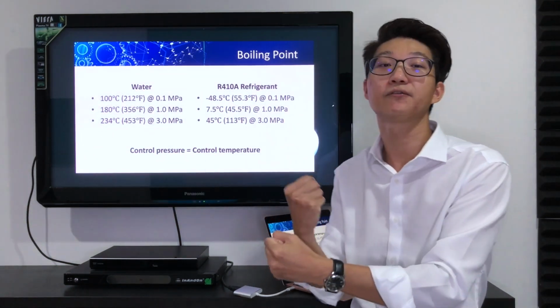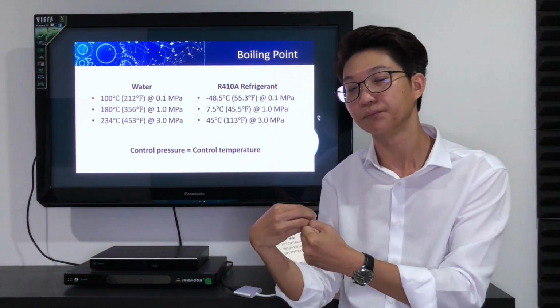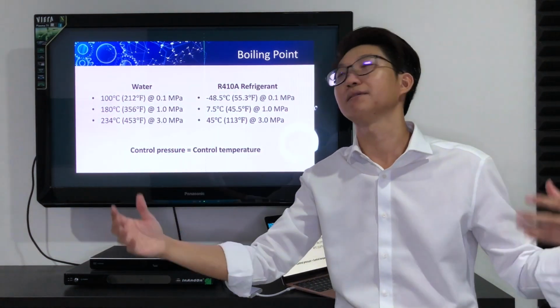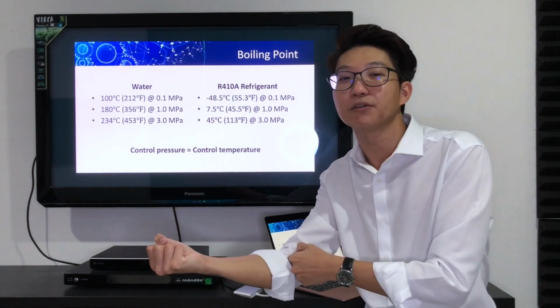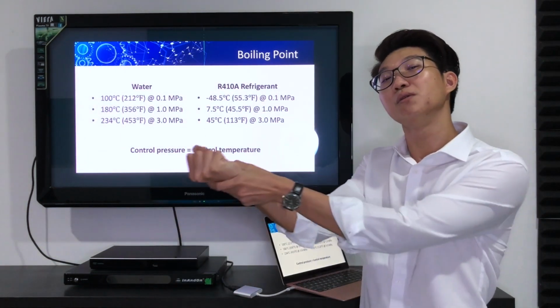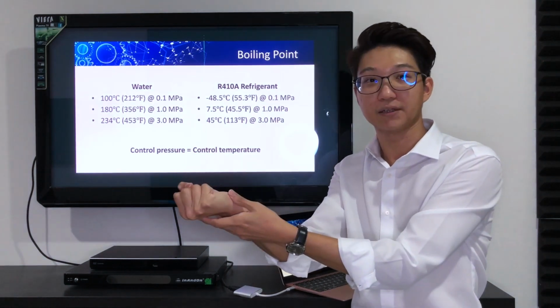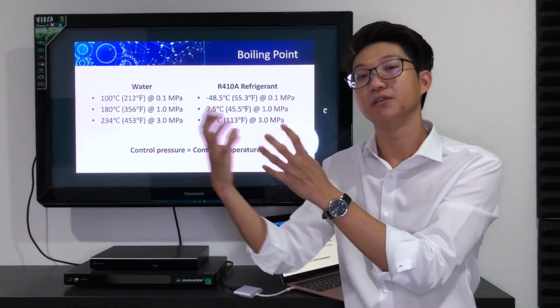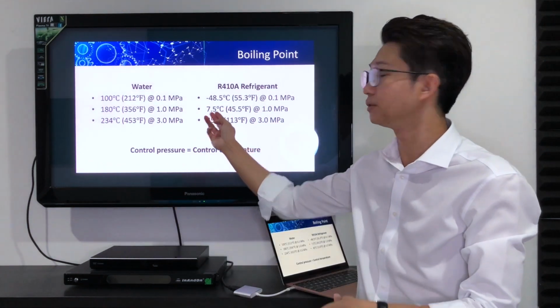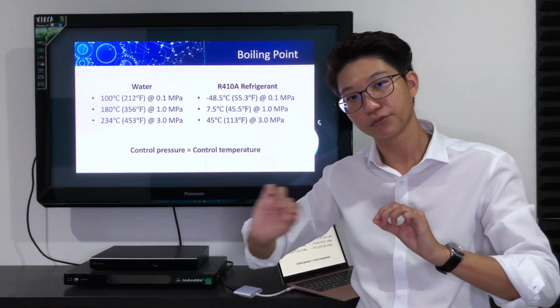We know that heat flows from a hotter region to a colder region. So if the room is, for example, around 28 degrees Celsius, and you put something at 7.5 degrees Celsius, this thing will become hot. It will absorb the heat, just like a cup of coffee will always turn warm. So this thing will start to boil, to go through the phase change.